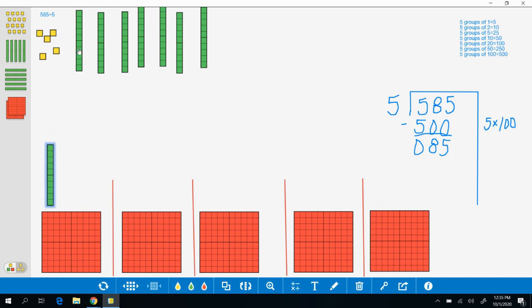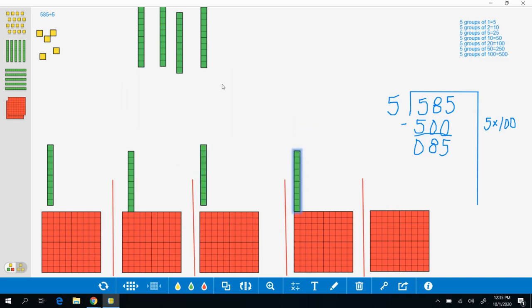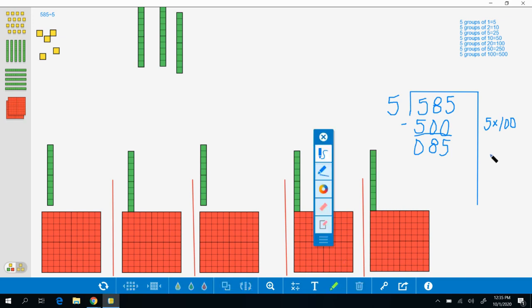1 group of 10, 2 groups of 10, 3 groups of 10, 4 groups of 10, 5 groups of 10. All right, I was able to do that. So I'm going to go ahead and notate that I just removed 5 groups of 10 from the model. And since I removed them from the model, I'm going to subtract.